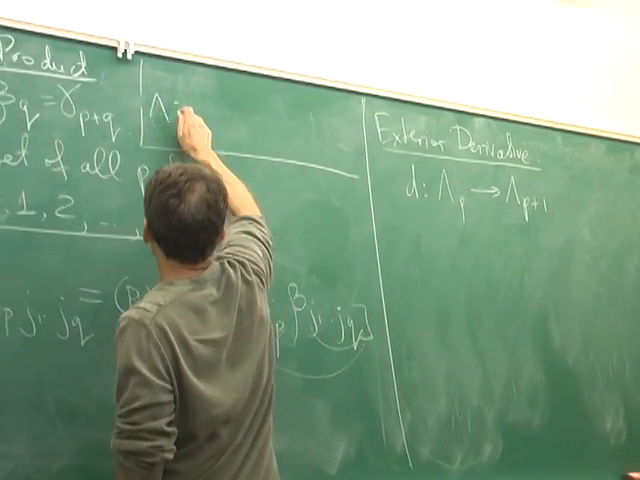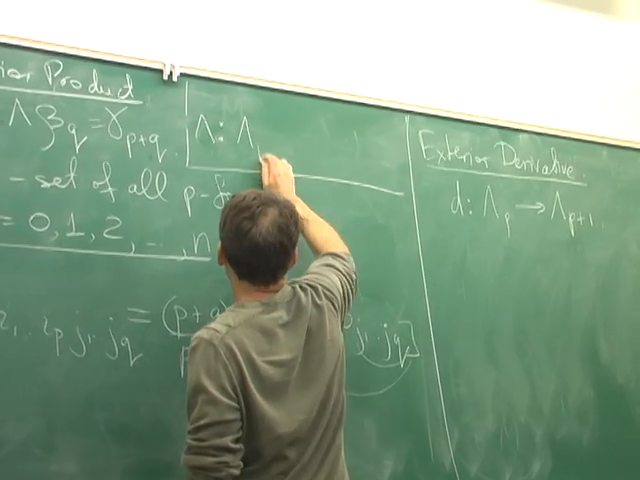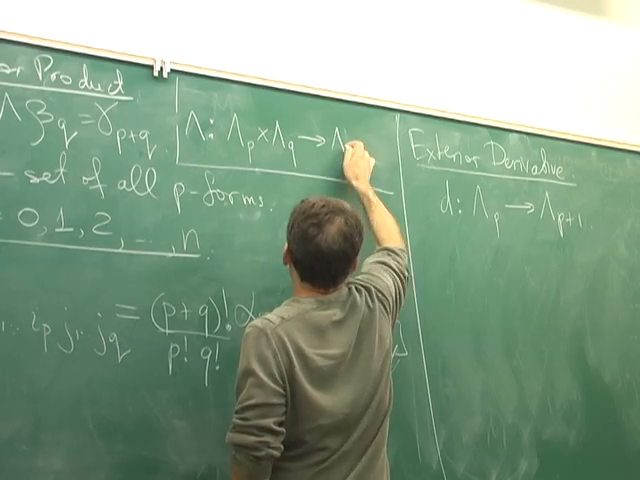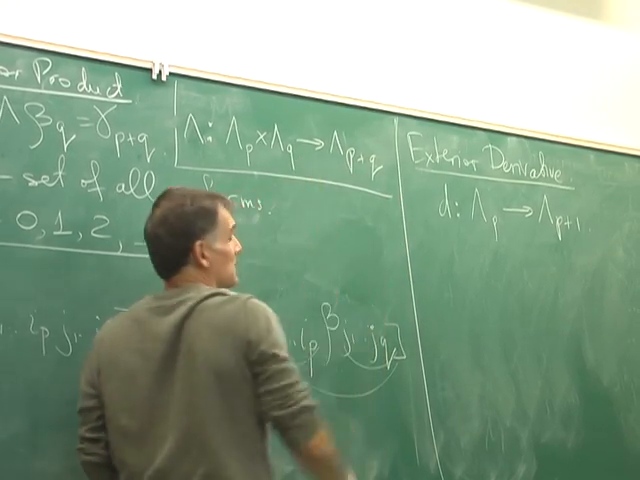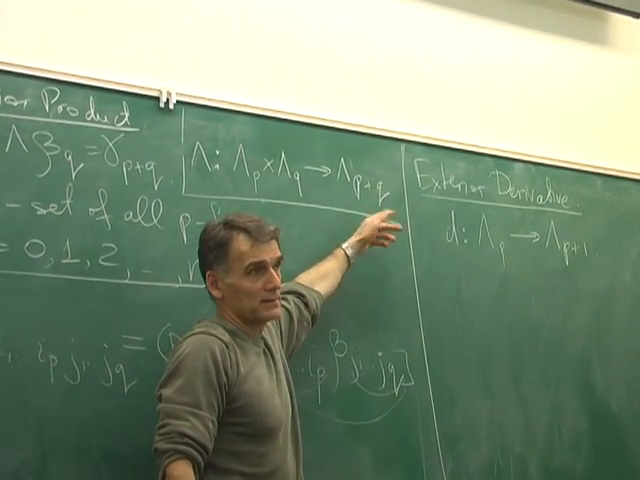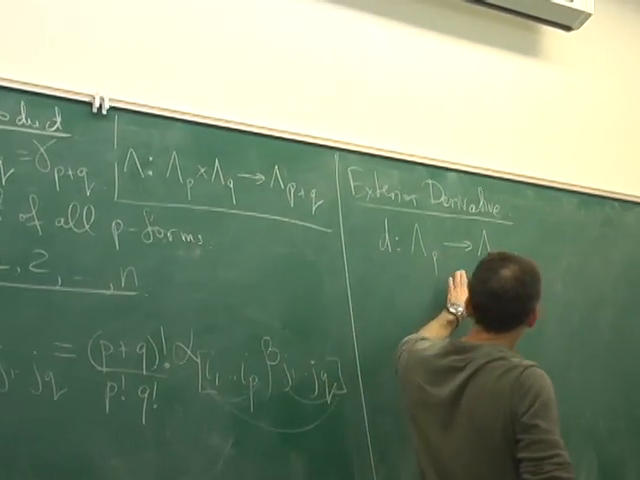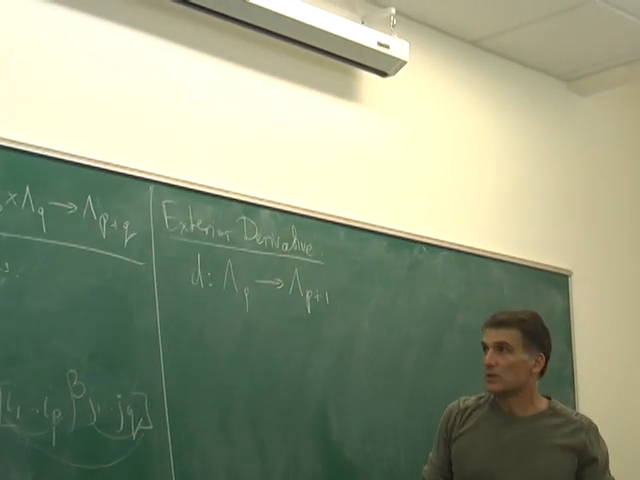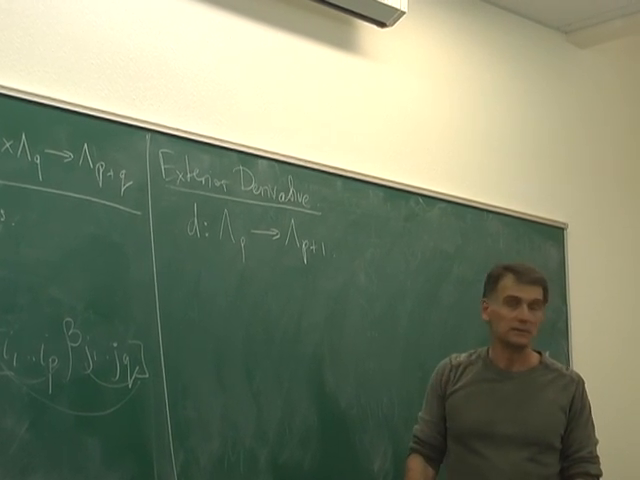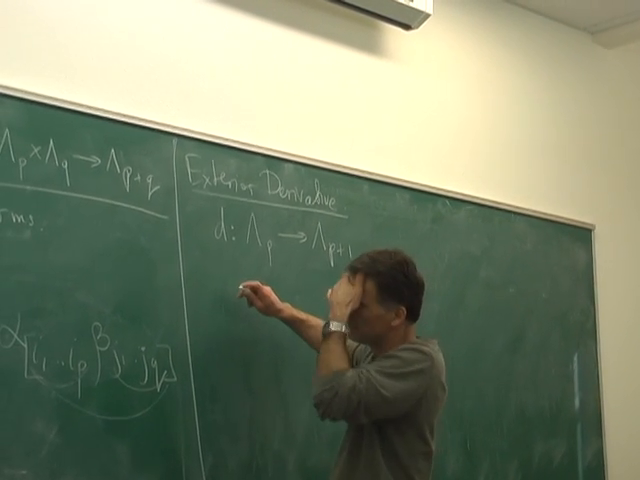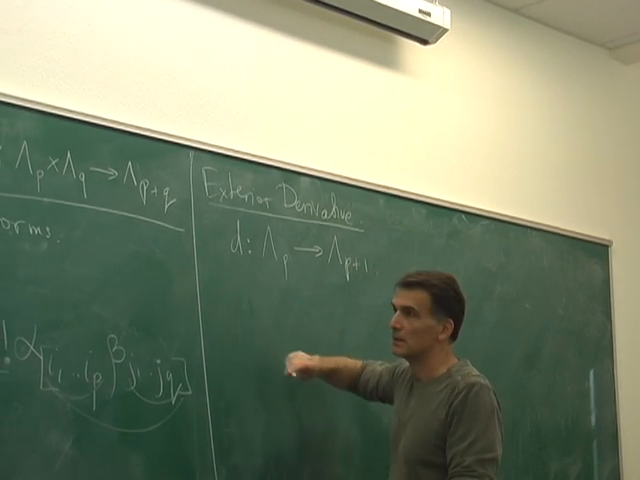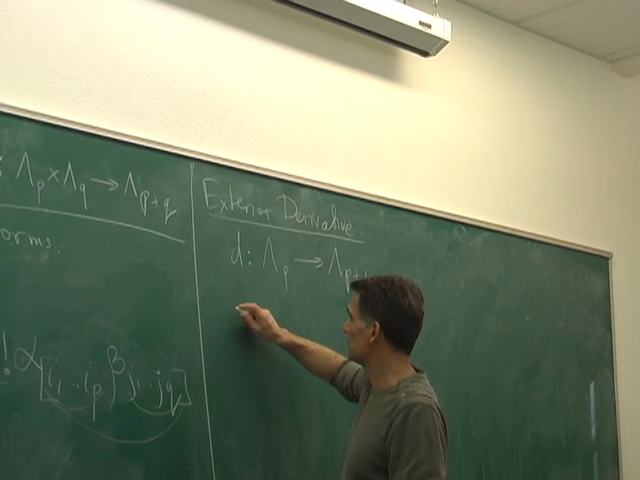So that's what the exterior product does, right? It takes one p form, one q form, and gives you a p plus q form. So here is the exterior derivative. It increases the order or the rank of the form by 1. And how is it defined? Again, you could define it either in components or directly, but probably the simplest way to do it is this.